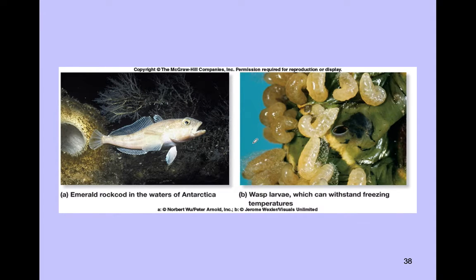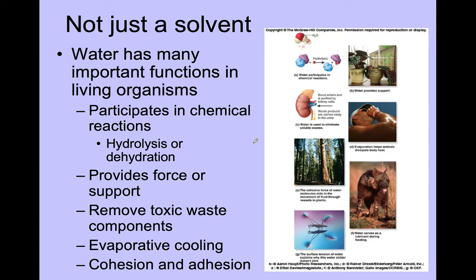Here's some examples: the emerald rock cod in Antarctica. And here, these are wasp larvae that release these compounds. These larvae hatch just before the wintertime in the far north up in Canada, and they will be able to survive over the winter without freezing and then become an adult wasp in the spring.